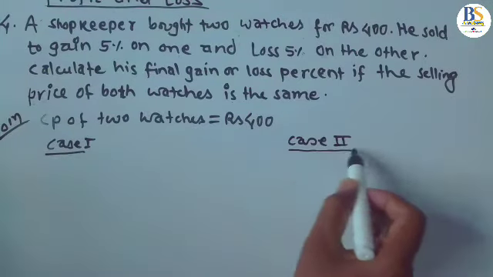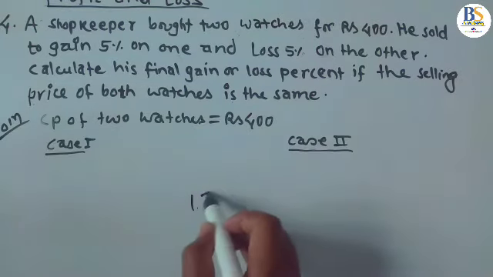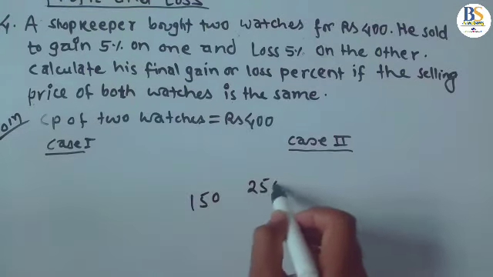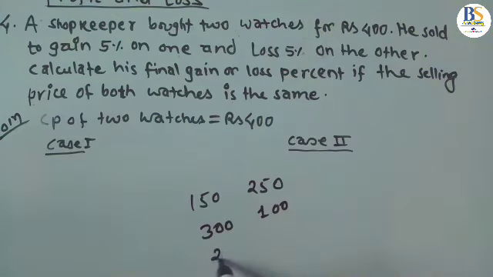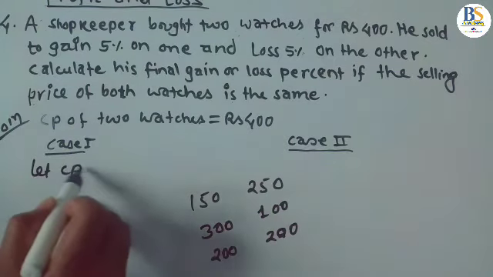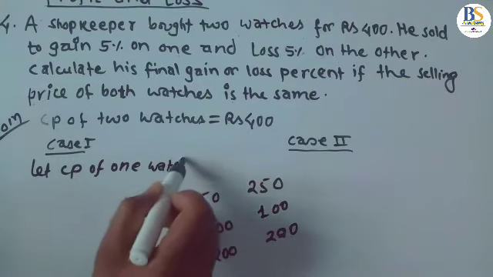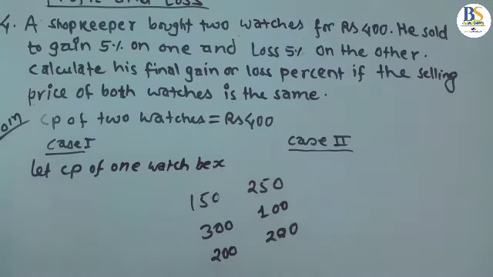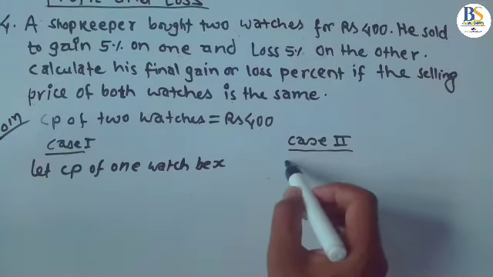CP of 2 watches is 400. This is given. We cannot say what the CP of 1 watch is. It can be 150 or 250, 200, 300, 100. That means let CP of 1 watch be X. CP of 2 watches is 400. If CP of 1 watch is X, then CP of the next watch is 400 minus X.